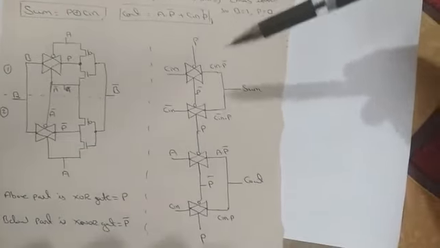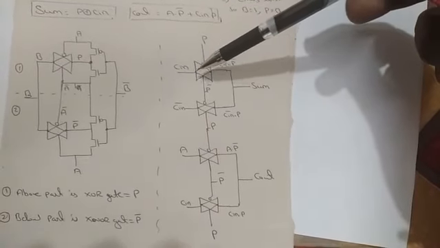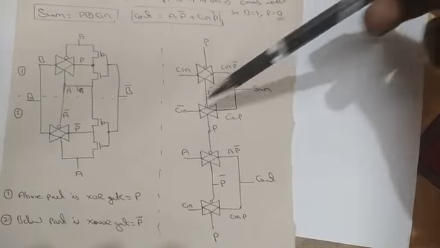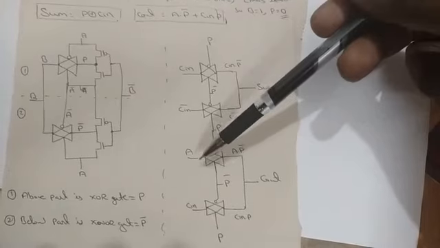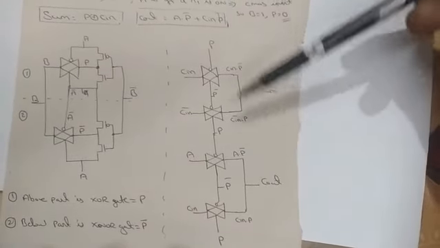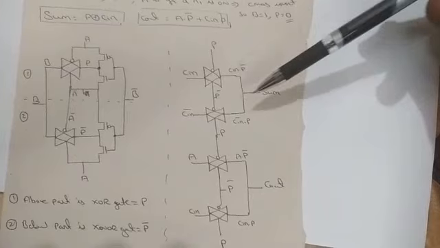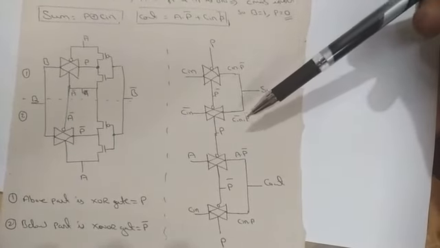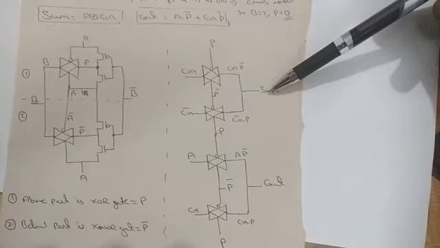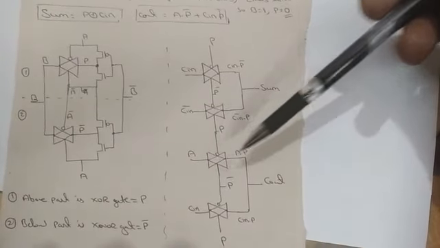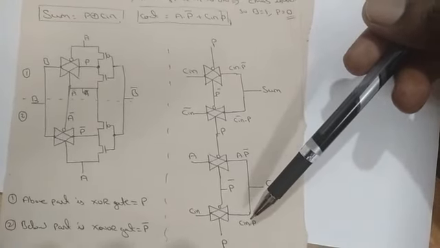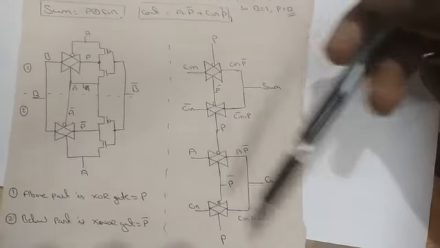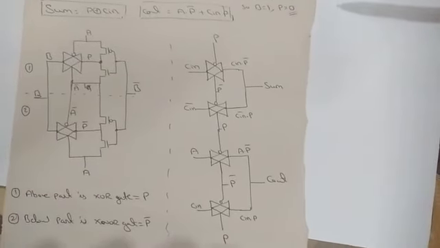Next, this is the simplified form of representing the terms in a full adder. Cin into P bar, Cin bar into P. So this is the sum expression I will be getting, that is Cin into P bar plus Cin bar into P. Next, for C out it is A into P bar plus Cin into P. So this is the structure of your full adder.